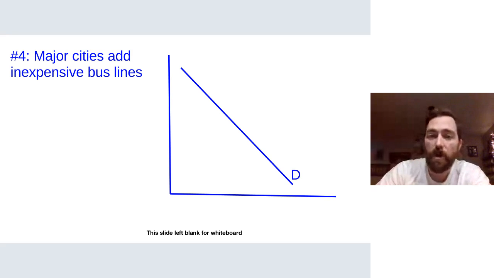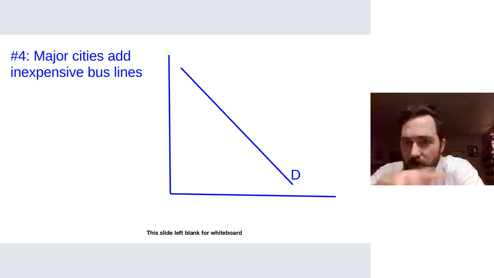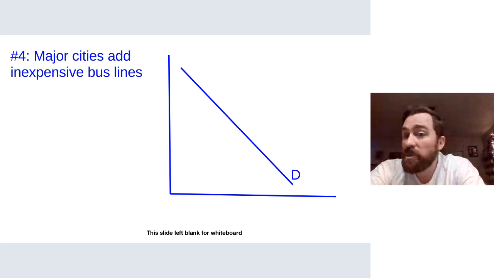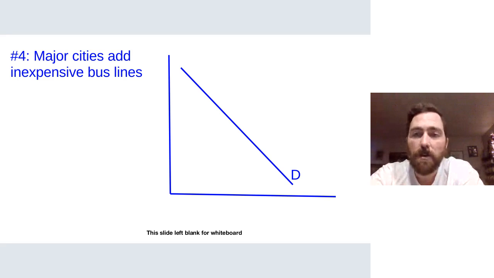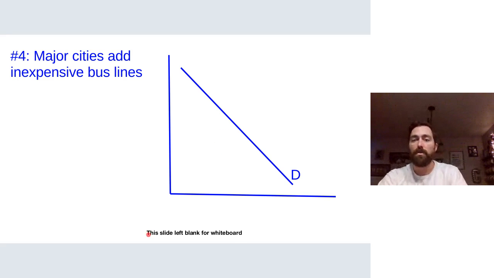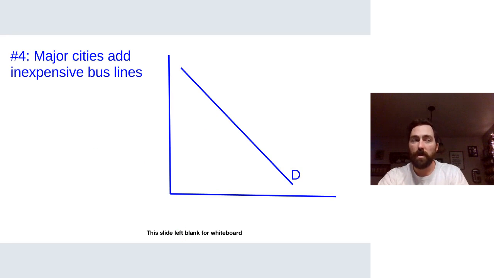Number 4: major cities add inexpensive bus lines. We're talking about inner-city areas adding very cheap, cost-effective bus lines. Pause the video and think about the effect this would have on the demand for US cars. Like before, when you had the choice between cheaper foreign cars and more expensive US cars, here you have the choice between cheap public transportation and more expensive American cars, all other things equal. The demand for American cars is going to decrease.